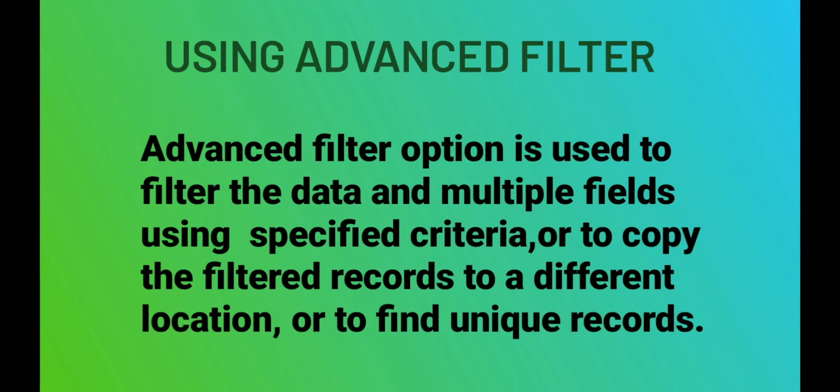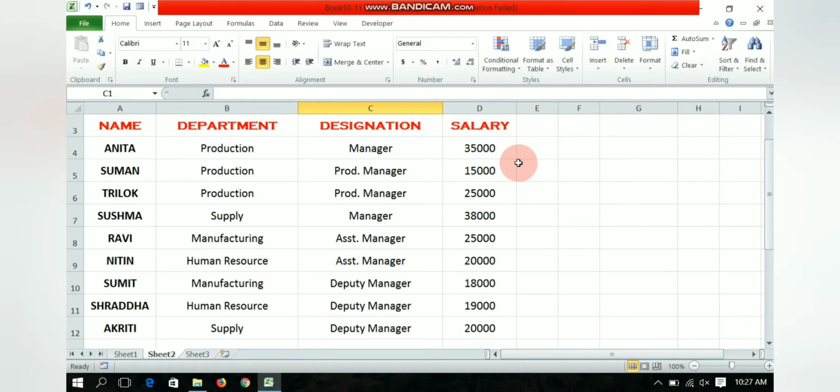Next is using advanced filter. Advanced filter option is used to filter the data in multiple fields using specified criteria, or to copy the filtered record to a different location, or to find unique records. So under this filter you can select multiple fields and see the data of that. Now we will learn how we can use advanced filter.